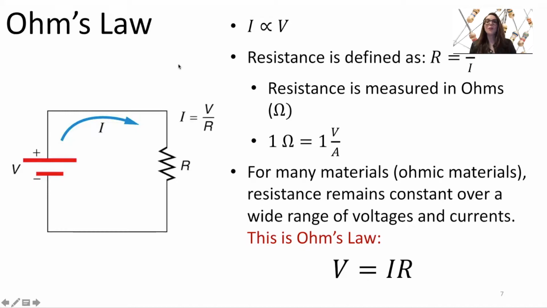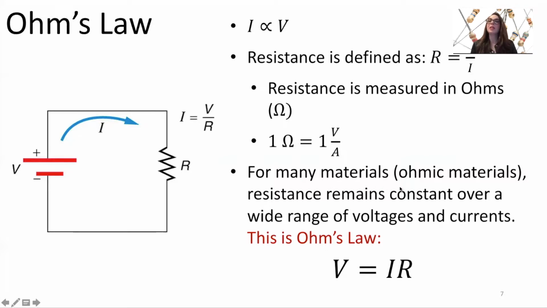So let's start first by talking about Ohm's law, which is going to turn out to be a really powerful thing for us. And so we know that the current is proportional to the voltage in our system. And the resistance is defined as being equal to this voltage or potential difference divided by the current. Now, this resistance is measured in units of ohms, represented by a capital Greek letter omega. 1 ohm is equal to 1 volt per ampere.